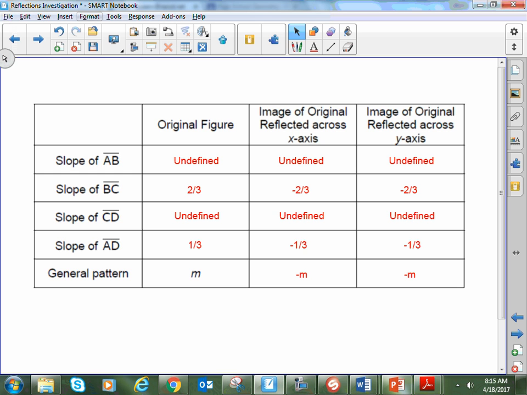So the slopes of the original figures, two of them are undefined. One of them has a slope of 2/3, one of them has a slope of 1/3. And what we're noticing is that when we do our reflections over the x and y axis respectively, the absolute value of the slope doesn't change. We still have 1/3 respectively. However, the sign, the direction that the slopes are going changes.